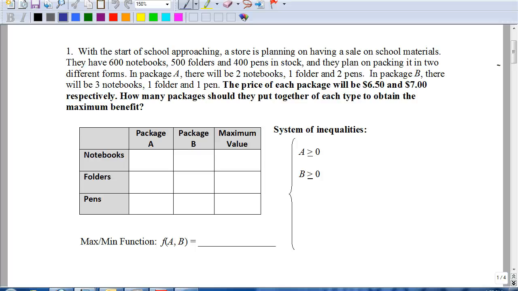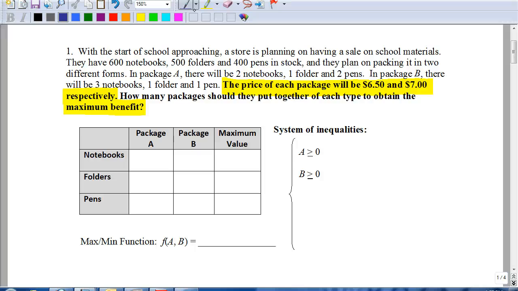Now, notice how I have this bolded. That's important here. This is going to be the key for getting these set up. This is our profit function right here, or a function that's going to be maximized or minimized. We know it's going to be maximized because they're asking for what's the maximum benefit going to be. The reason why that's so important is it tells you what your variables are going to be.